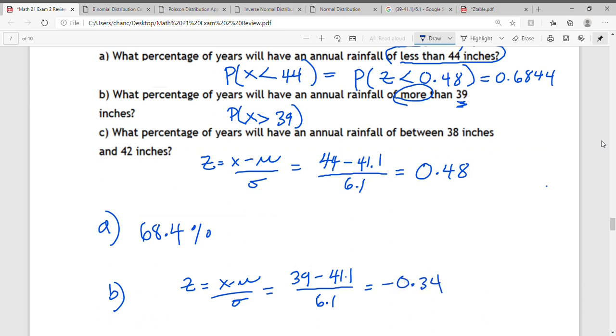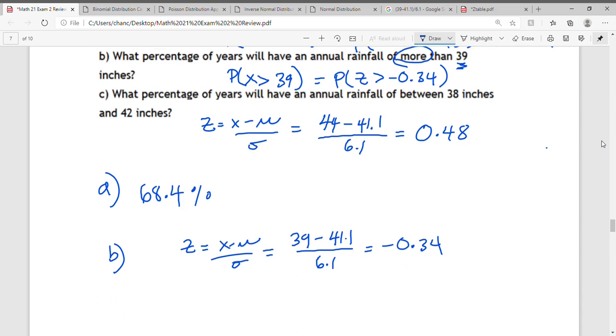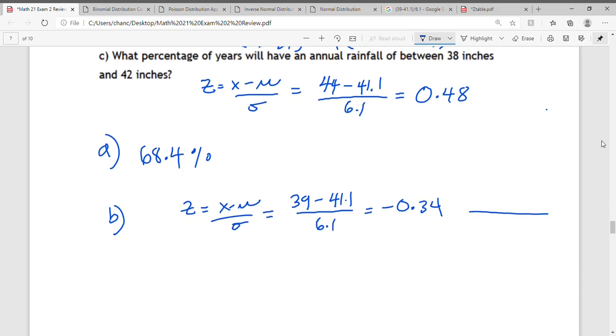Now I'm looking for the probability that z is greater than negative 0.34. This is the area to the right. So what do we need to do? We need to subtract from 1. So to find the probability of z being greater than negative 0.34, I need to subtract from 1 the area to the left of negative 0.34.